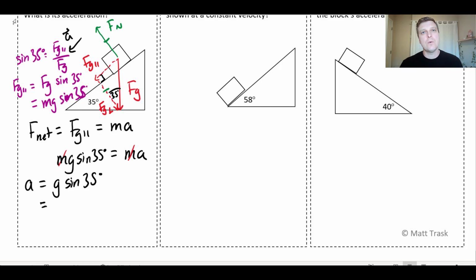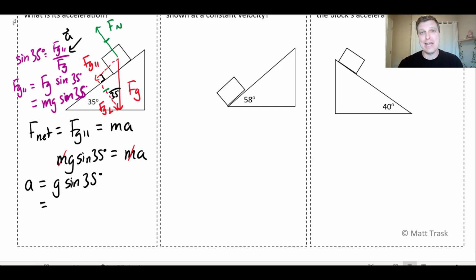This jives with what we were thinking about before, which is the steeper the ramp, the greater the acceleration. You could imagine the most boring ramp in the world, which would be like this, where theta is 0 and the acceleration would be 0 because the sine of 0 is 0. And you could imagine the most exciting ramp in the world ever created, which would be like this. It'd be a 90-degree ramp that's not even a ramp. When you try to ski down it, you would just be in free fall.